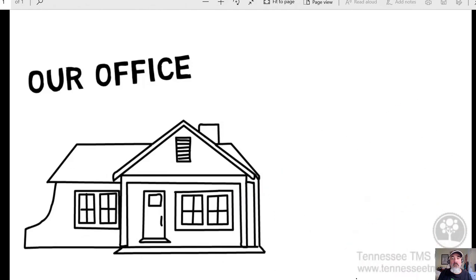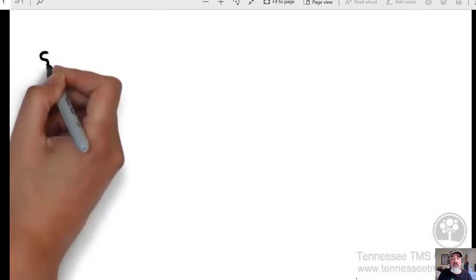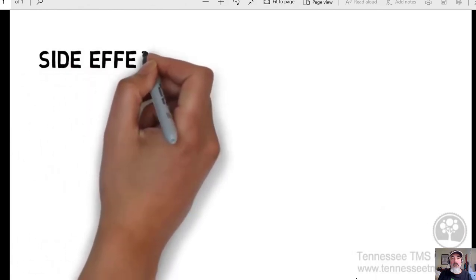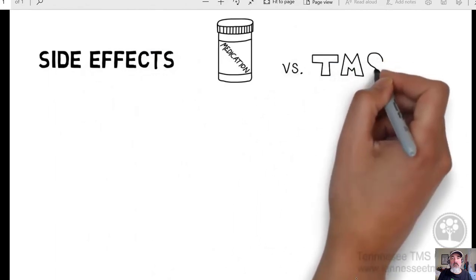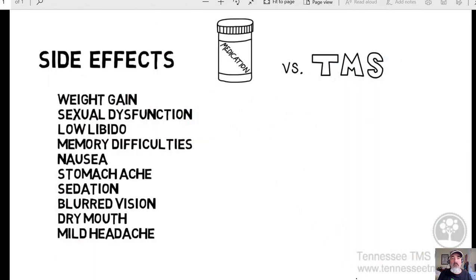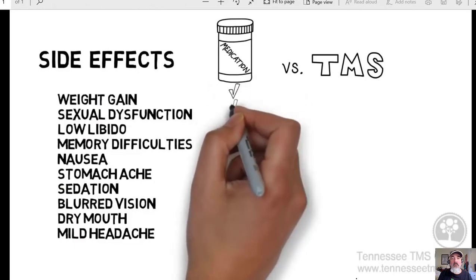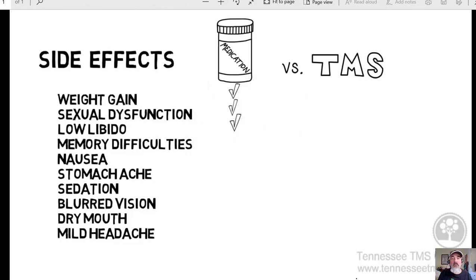And what about side effects? This is one of the great things about TMS. Because it is a non-systemic focal treatment, TMS doesn't have any of the traditional side effects of psychiatric medications, which have the potential to cause weight gain, sexual dysfunction, decreased sex drive, memory problems.